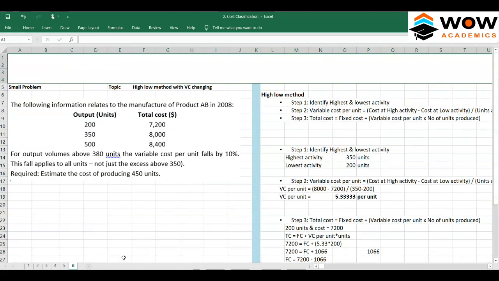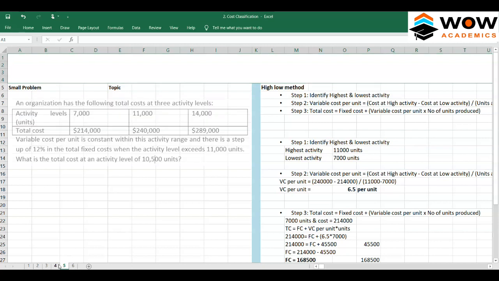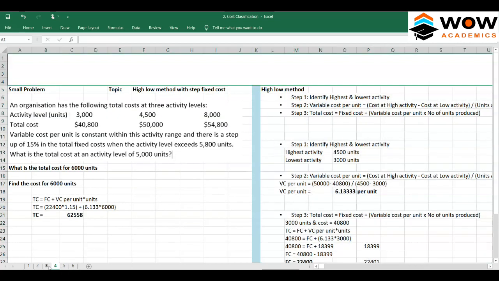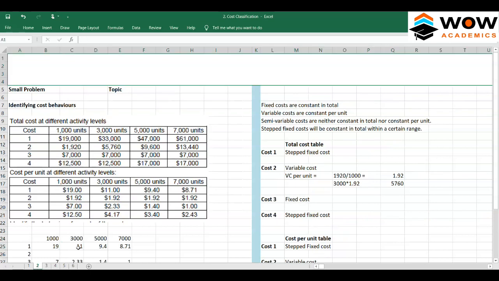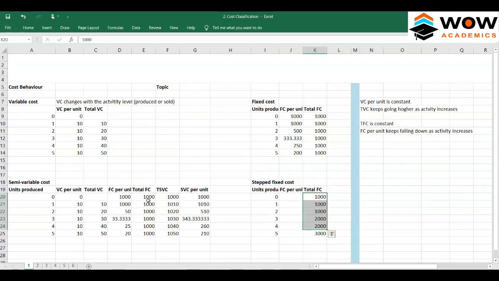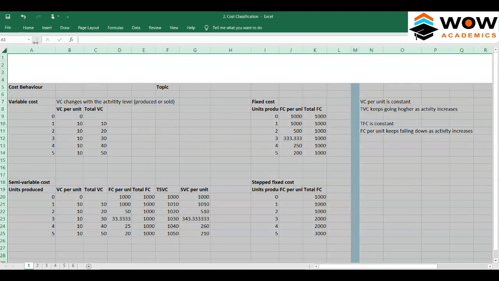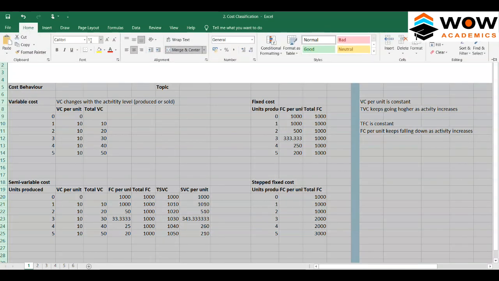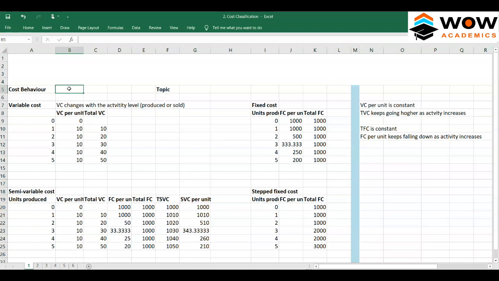So that's about cost behavior here. Hope you have understood how it works. Fixed cost remains fixed and variable cost keeps changing with the number of units. Ensure that you understand fixed cost, variable cost, stepped fixed cost, and semi-variable cost. So that's about the cost classification problems.